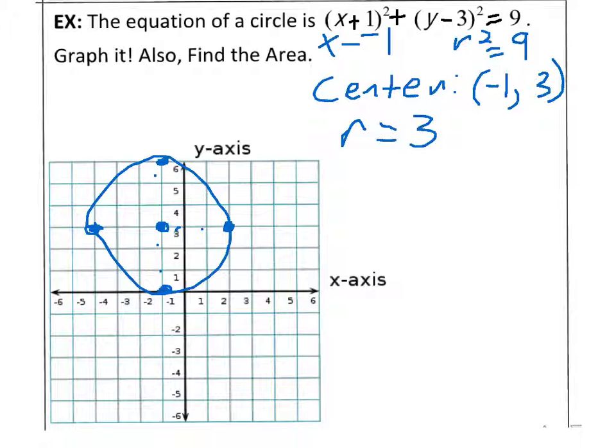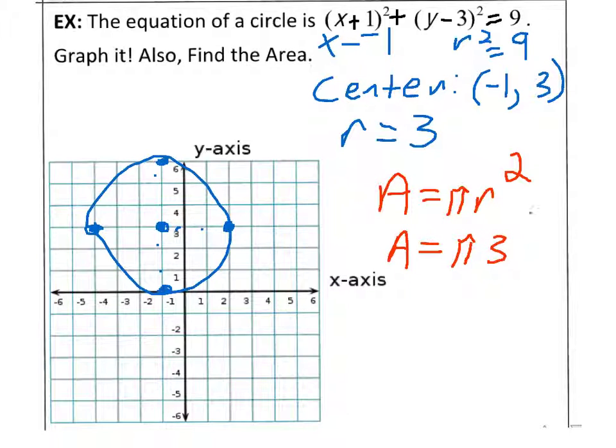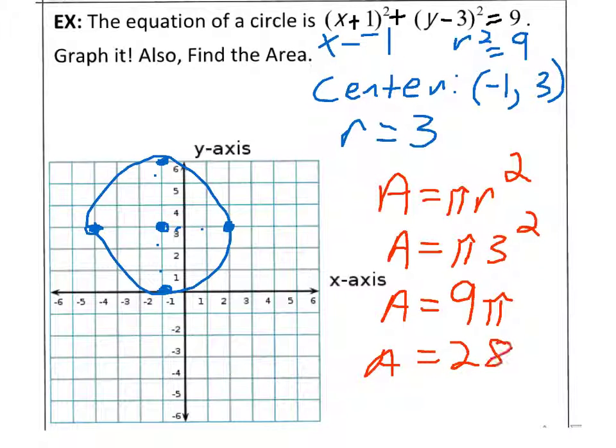Okay, now that I've graphed it, I want to find the area. Remember the area formula is A equals pi r squared. What's my r? 3. Yeah, so A equals pi times 3 squared. So A equals 9 pi, or you can estimate that, which is fine too: 28.3. So A equals 28.3. Okay? And that's it. And so this is your assignment.